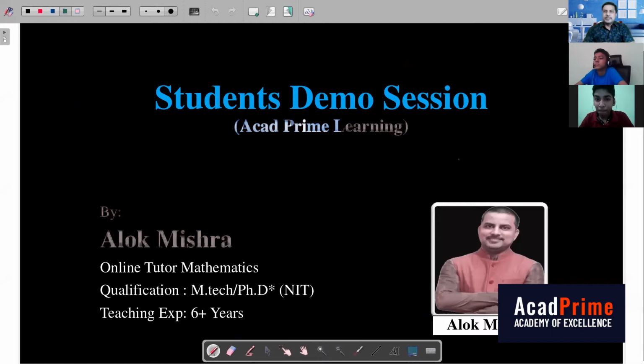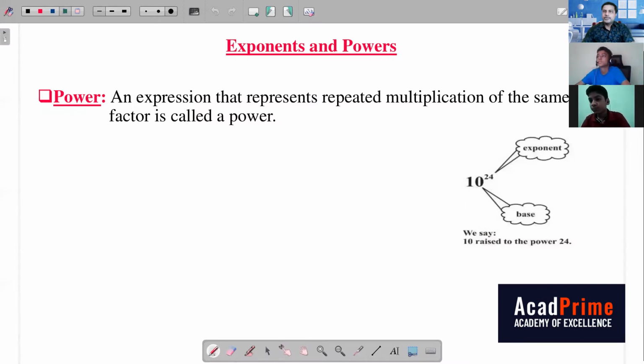Today I'm conducting a demo session, and in this demo session I will be discussing a chapter of yours that I have already told you is a very interesting one. You have already seen my profile on the screen. Let's move towards the session, and here we are going to discuss exponents and powers. I think you are already aware of this, but I will give you deep knowledge of all these things.